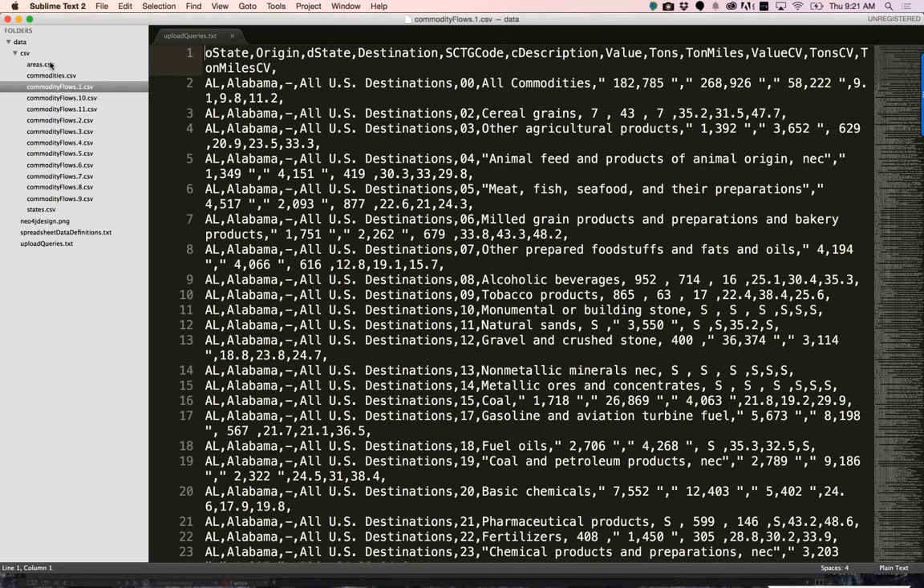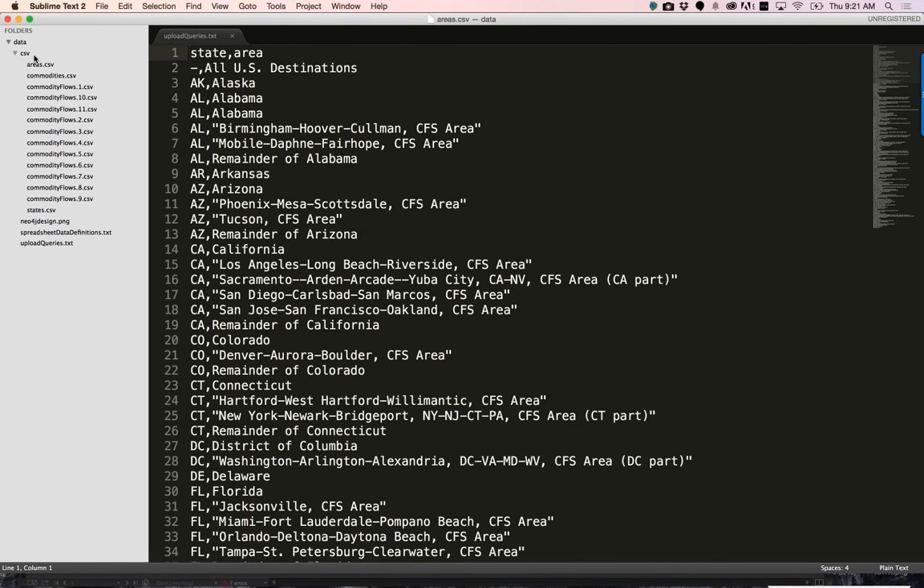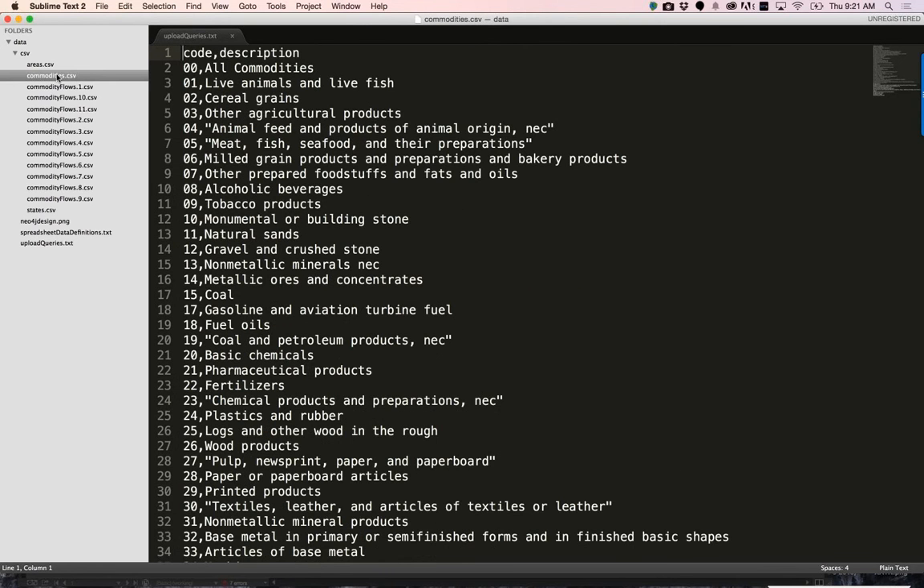Well, the most common way of getting your data in is like what Tom Sawyer did with the data set that they're going to be talking about here shortly. This data set is commodity flow data. What that means is we're looking at various commodities, such as live animals and fish, to fertilizers, to chemicals, to coal. We're looking at those commodities and seeing how they flow between different areas of different states.